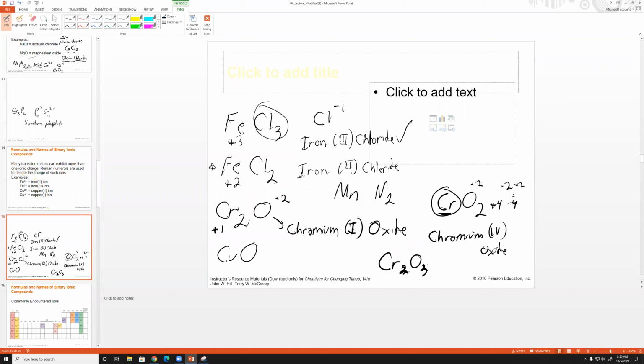Chromium 3 oxide. Perfect. So oxygen again is -2. There's 3 of them times 3, -6. Chromium has to be +6. But there's not one of them. There's 2 of them. So this +6 needs to be divided by 2 or split into 2 different metals.